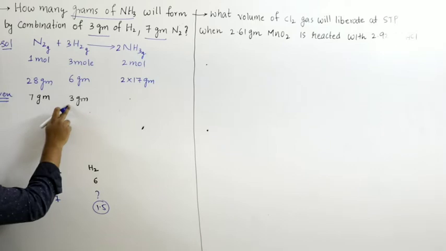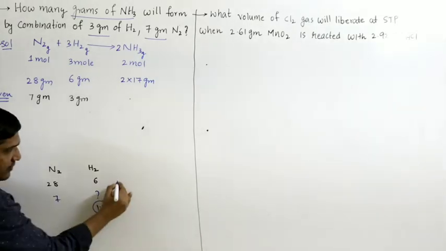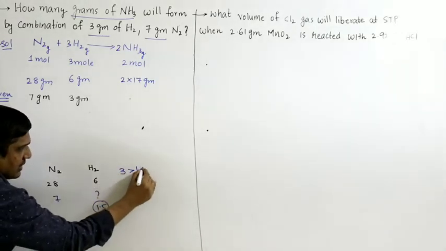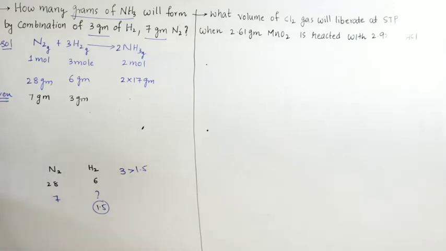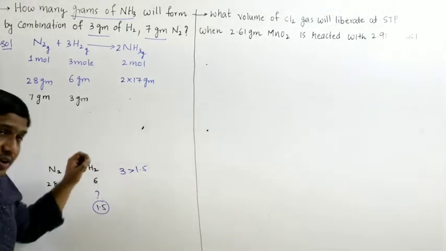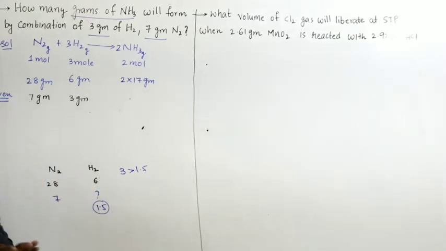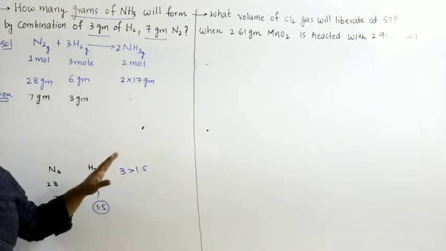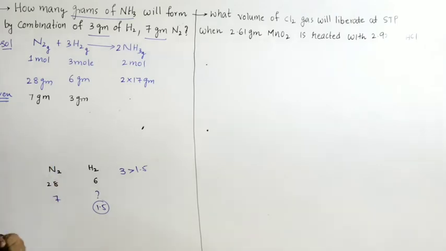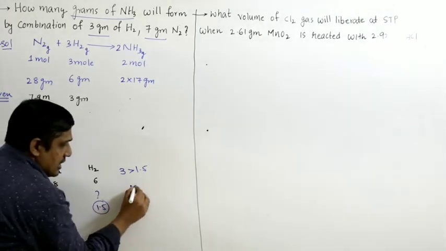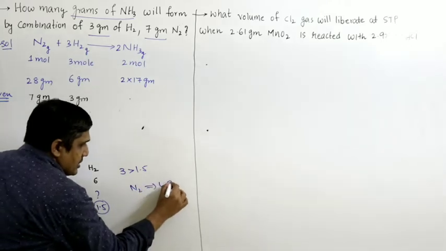But how much is available for us? 3. Therefore 3 is greater than 1.5. That means for complete reaction of nitrogen, only 1.5 grams of hydrogen is sufficient, but we have 3 grams, that means we have more than is required for complete reaction of nitrogen. Therefore nitrogen is the limiting reagent.